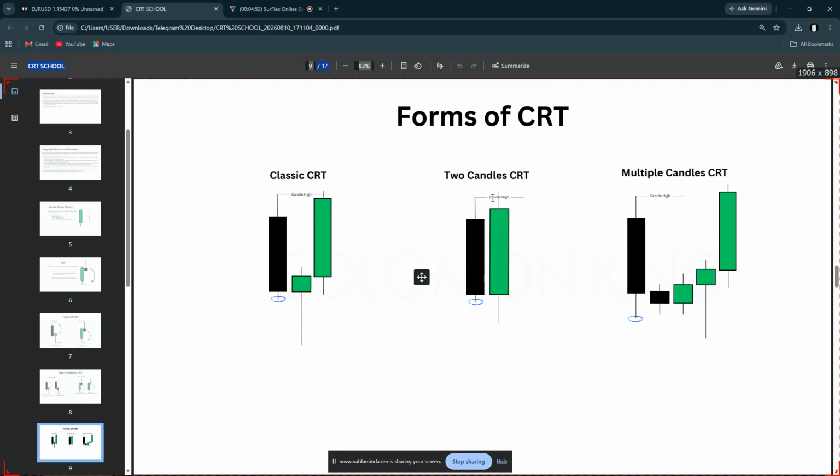Now, for the two candle CRT, this CRT has its own work differently. The first candle acts as a range, while the second candle does the work of the manipulation and the distribution phase.